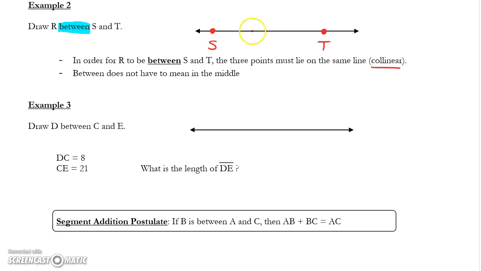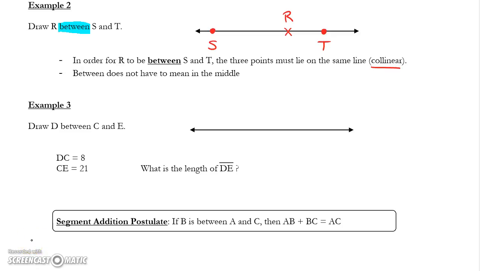And it does not mean that it's exactly in the middle. R could be right here. If I said that was point R, that's fine. That meets the criteria of something being between 2 points. I could technically take point R here and move it here. It's still between S and T. So when all I'm telling you is that R is between S and T, that's all we know. No more.